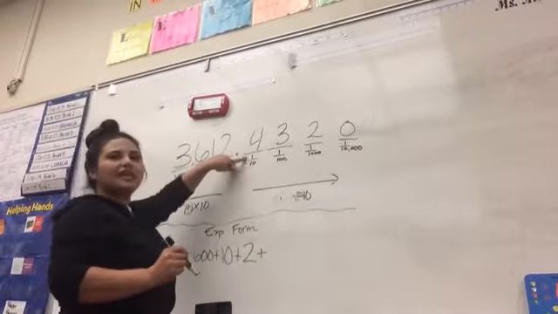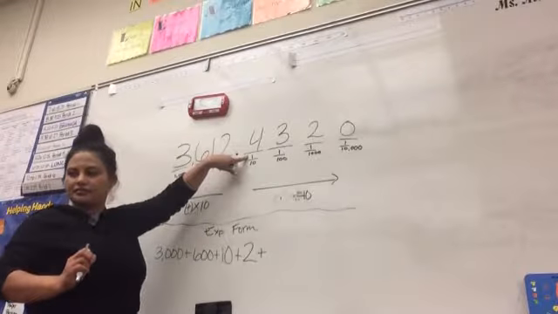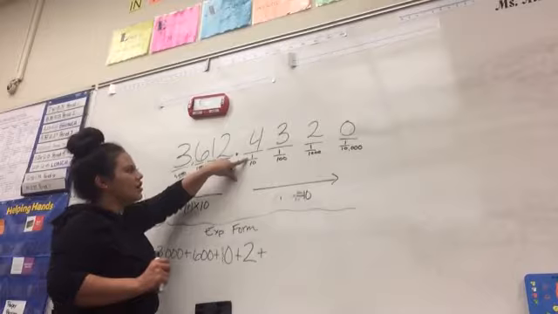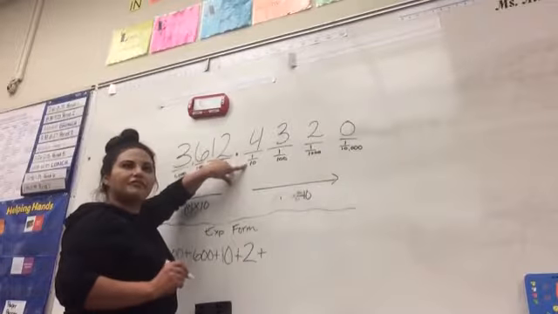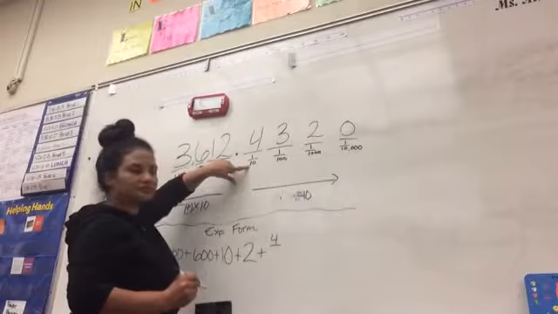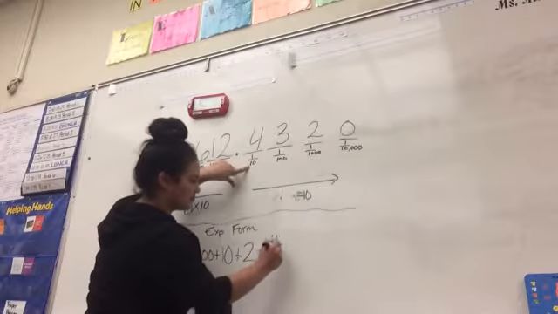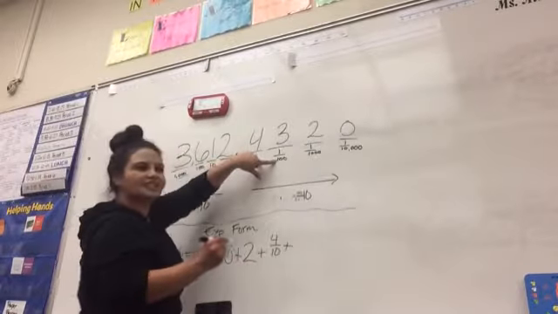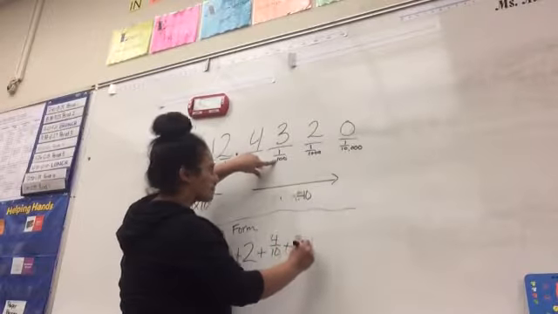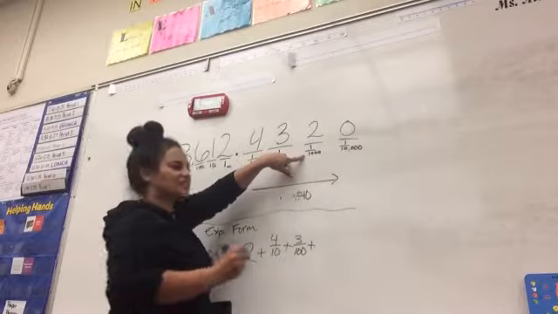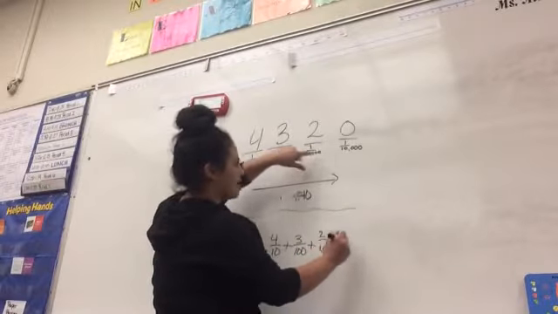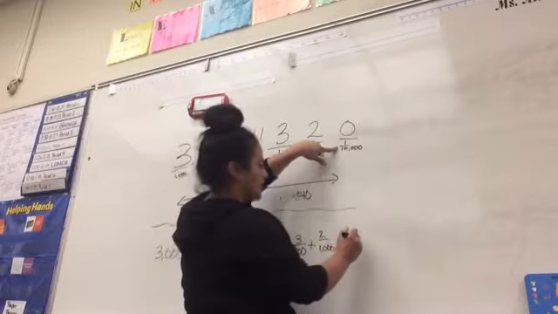Now we keep adding, even after the decimal. How many tenths do I have? 4. What is it going to be over? Out of 10. How many hundredths? 3 out of 100. What goes under 10? 2 out of 1,000. 0 out of the 10,000s.